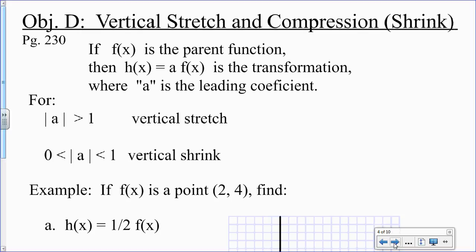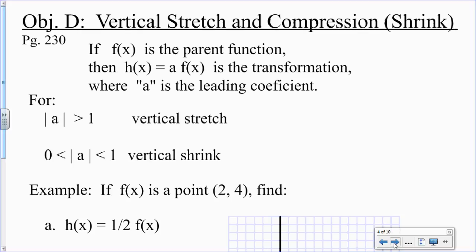So if that number, and we say absolute value again because we're not looking at the negative, is greater than 1, then it is a stretch. Most of the time, if you're looking at a quadratic, the graph would be narrower. If A is between 0 and 1, again, so we're not saying negative, then there's a shrink. So you shrink it, so like a quadratic would get wider.